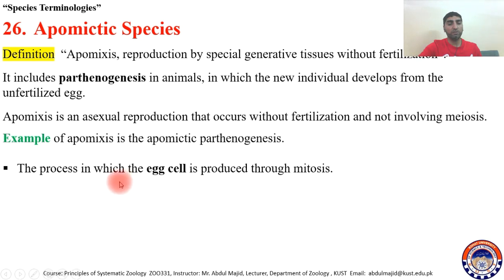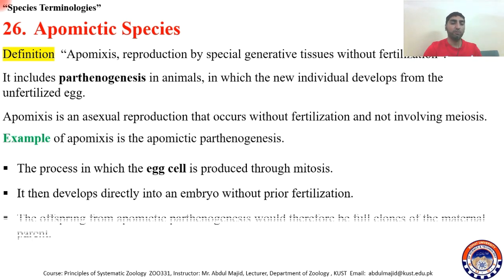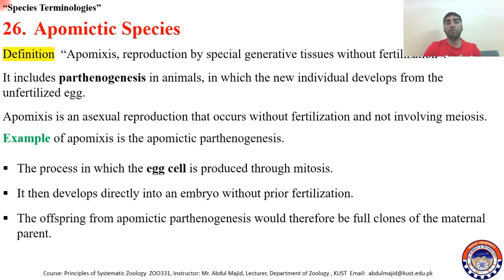So this is the process in which the egg cell is produced through mitosis, not through meiosis. So the egg will have 2n chromosomes, not n. It then develops directly into an embryo without prior fertilization. There is no need of fertilization because the chromosome number is already double, and, like parthenogenesis, it can develop into a new individual. So the offspring from apomictic parthenogenesis would be a full clone of the maternal parent.